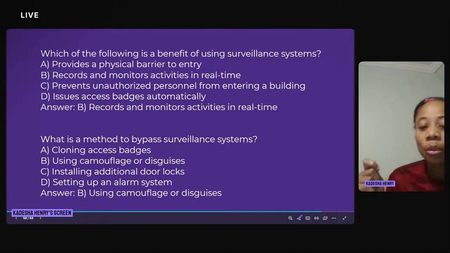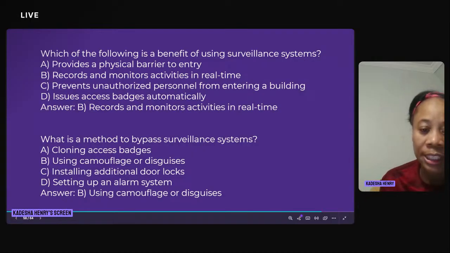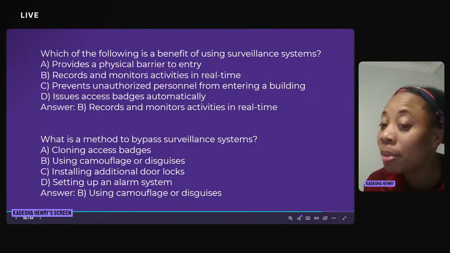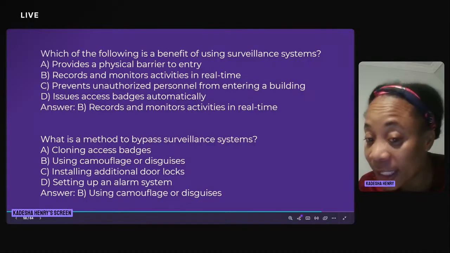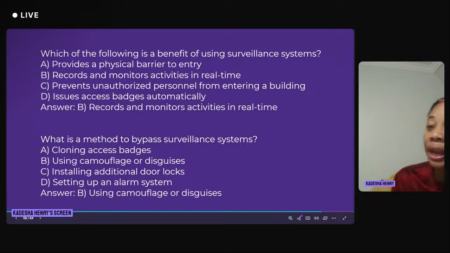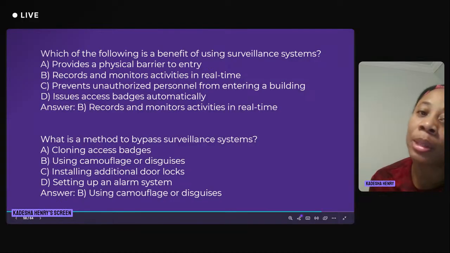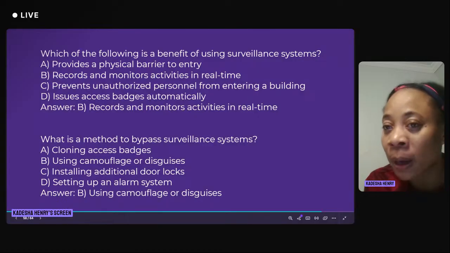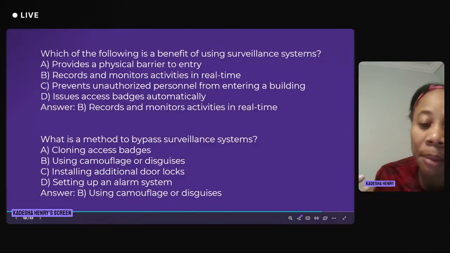Let's move on. What is a method to bypass a surveillance system? We talked about how intruders can bypass surveillance systems in different ways, whether by disguise, by spray painting the camera, or by using blind spots. Remember, we talked about those areas where surveillance cameras are not picking up much. They try to use those as blind spots.